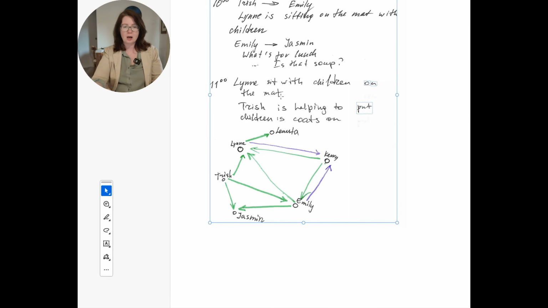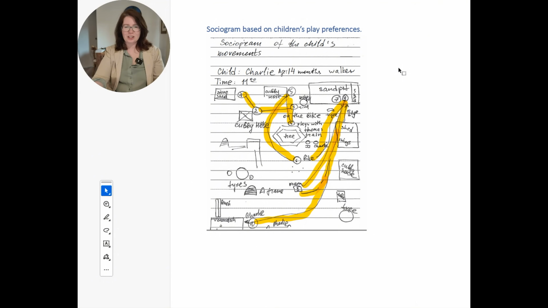Sometimes it helps to have an insight into the responsibilities of educators as well. An interesting type of observation for sure. This is a sociogram for the child and their movements. So that's a little child who I observed, Charlie. He spent quite a lot of time moving around, and this really shows us the outdoor play.